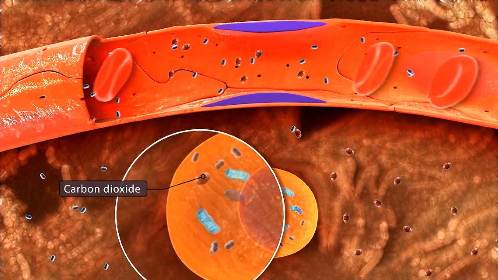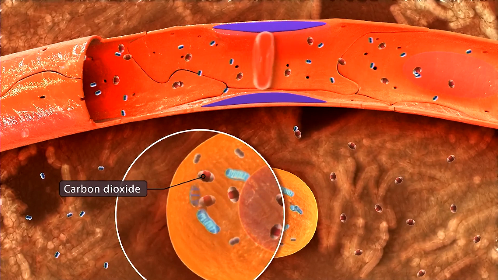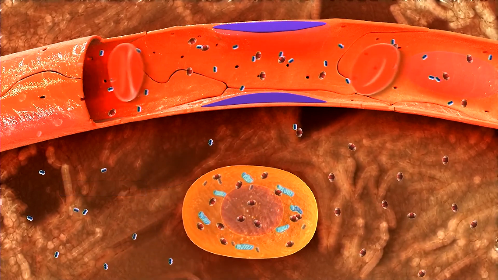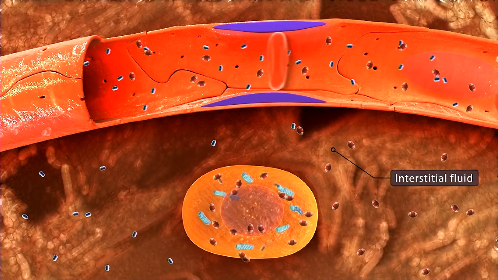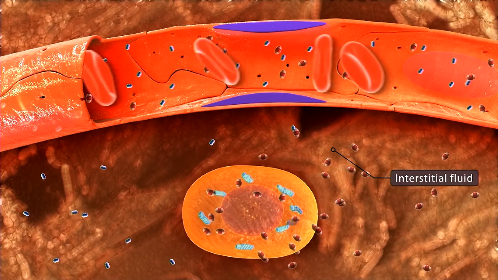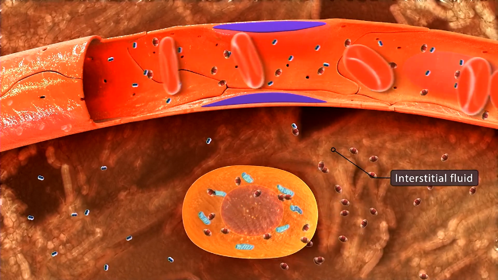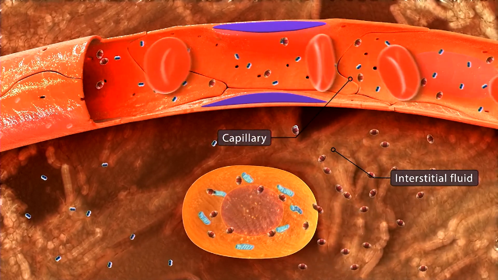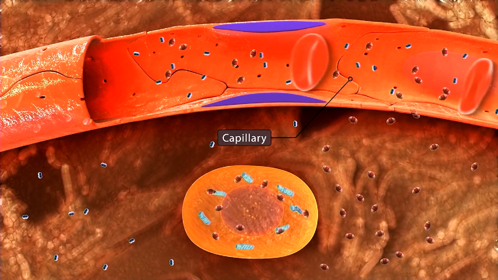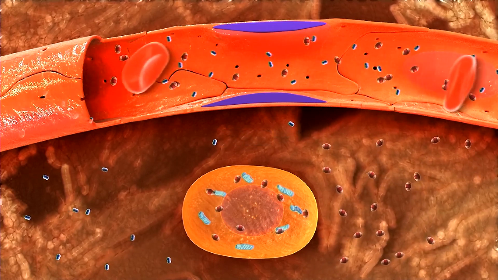Carbon dioxide is given off during ATP production. When the accumulation of carbon dioxide within the cell exceeds that of the interstitial fluid, the carbon dioxide diffuses out of the cell. As the carbon dioxide level in the interstitial fluid increases to a higher concentration than in the bloodstream, the carbon dioxide diffuses into the bloodstream.